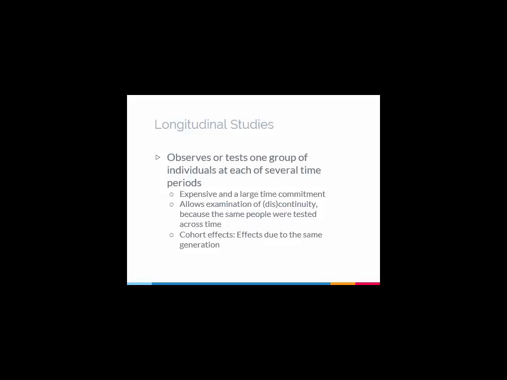Finally, one of the biggest threats to a longitudinal design is cohort effects. So this would be where individuals born in the same time period are influenced by a particular set of historical and cultural conditions. Results based on one cohort may not apply to people developing at other times.